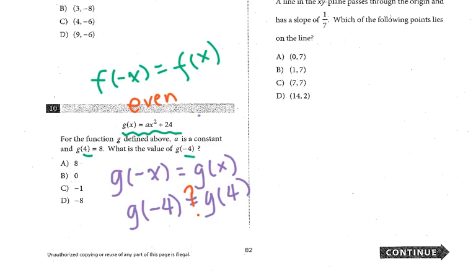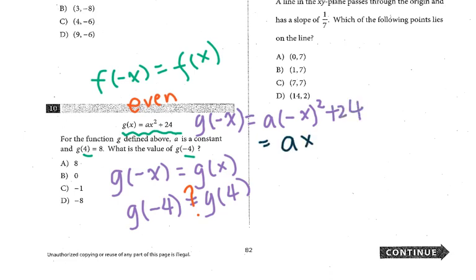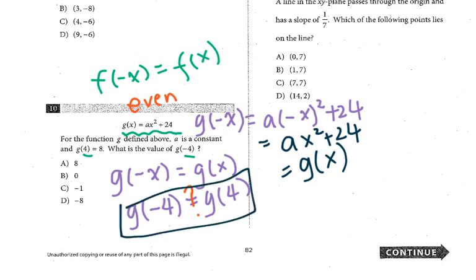For this part, you get g of negative x. I plug in, and get a times negative x squared plus 24. So you will get ax squared plus 24. That means g of x. Therefore, this is an even function, and these two equal each other. Therefore, A will be your answer.